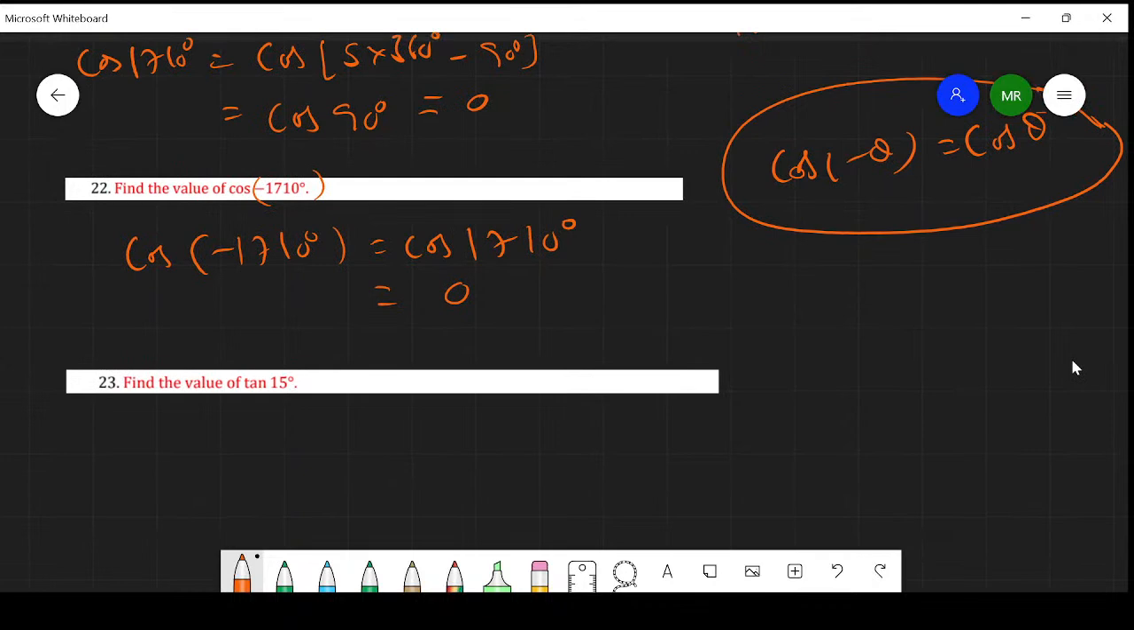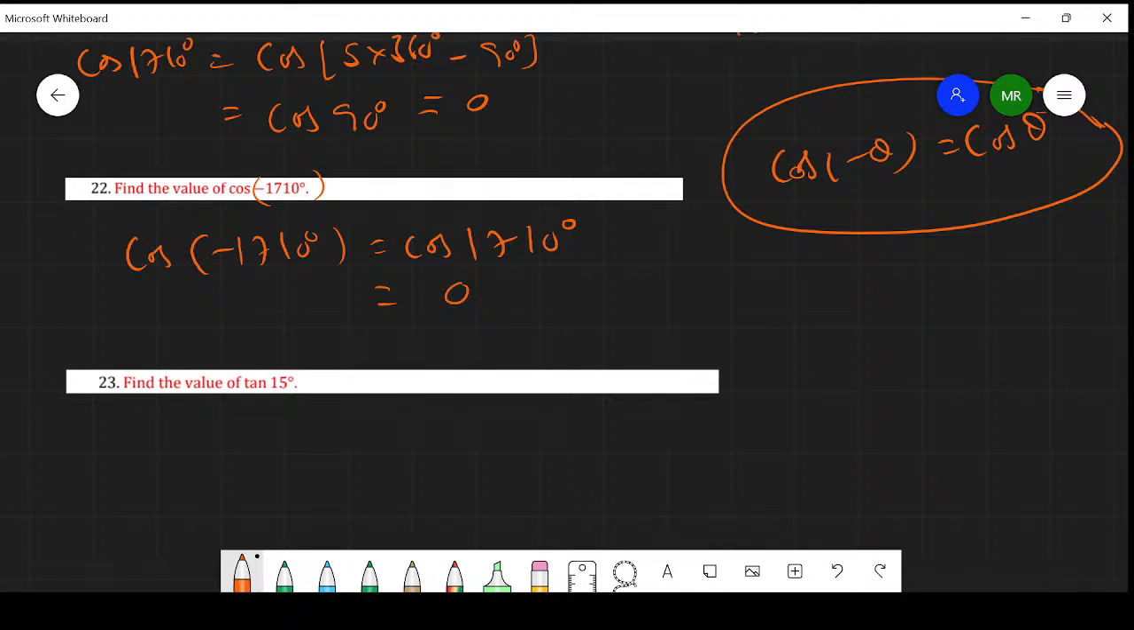Understood? And the 2-3 problems I am going to complete now. These are the problems they are asking. I think you understood this. Please ask me if you have a doubt. I am here to clarify again. Now see this one.